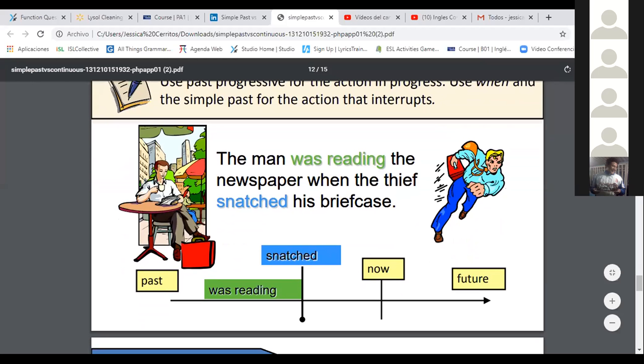Do you understand what snatched is? It's like when you grab something suddenly. Cuando lo agarra de repente. Solo lo agarró y se fue. Sin permiso. Arrebató. That's the word. Thank you. All right. Very good.